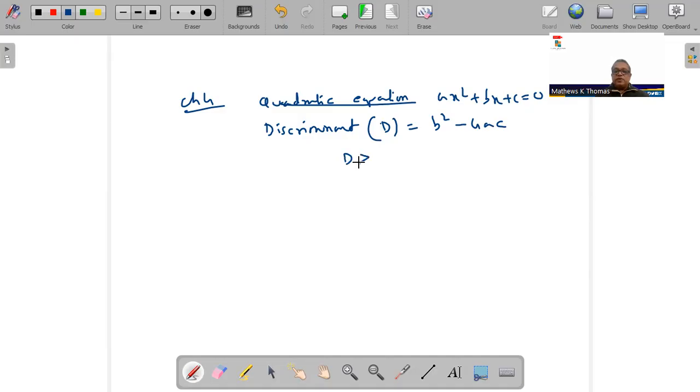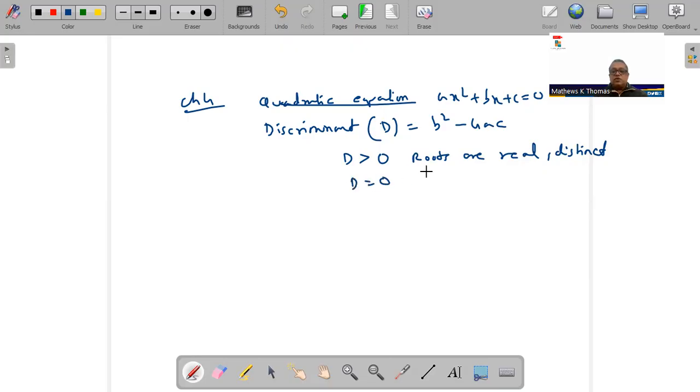Now, if the discriminant is greater than 0, then roots are real and distinct. Real and distinct means when I solve this, I'm going to get two answers. Quadratic, remember, will always have two answers. It will have two answers. Both of them will be distinct answers, 2, 3, 1 by 2, 1 by 5, like that, distinct.